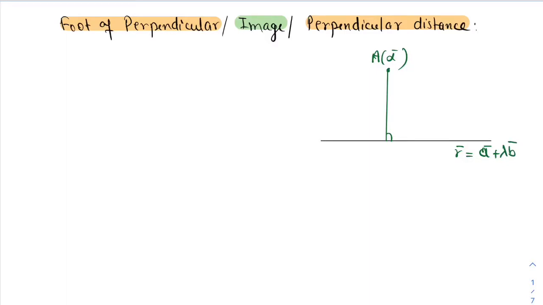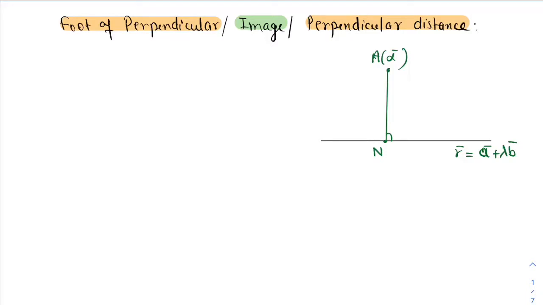Okay, what is this foot of perpendicular? What will be the perpendicular distance, and what will be the image of that point A in the line which is given as r vector equal to a plus lambda times b? Apart from that, we will also talk about the distance between two parallel lines, and also we will see the shortest distance between two skew lines. Okay, so let's get started.